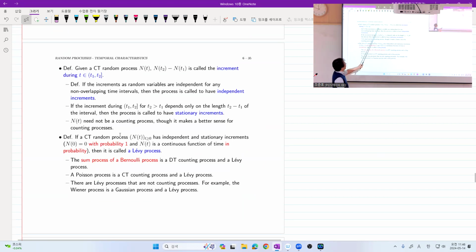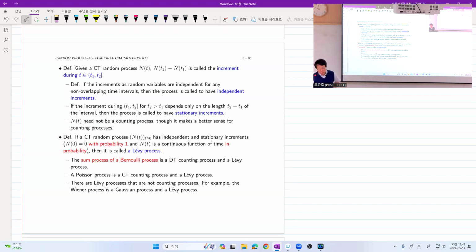So let's go back to our definition of increment given a counting process. Given two arbitrary time instants, t1 less than t2, we have the corresponding increment. And as I told you, if increments over non-overlapping time intervals are independent, the process has the independent increment property. The Wiener process, let me talk about it again. The Wiener process is not a counting process, but it has the independent increment property. And if the distribution of the increment depends only on the time difference, then we call the increments stationary. And as I told you, if these two properties are combined, we have very interesting random processes.